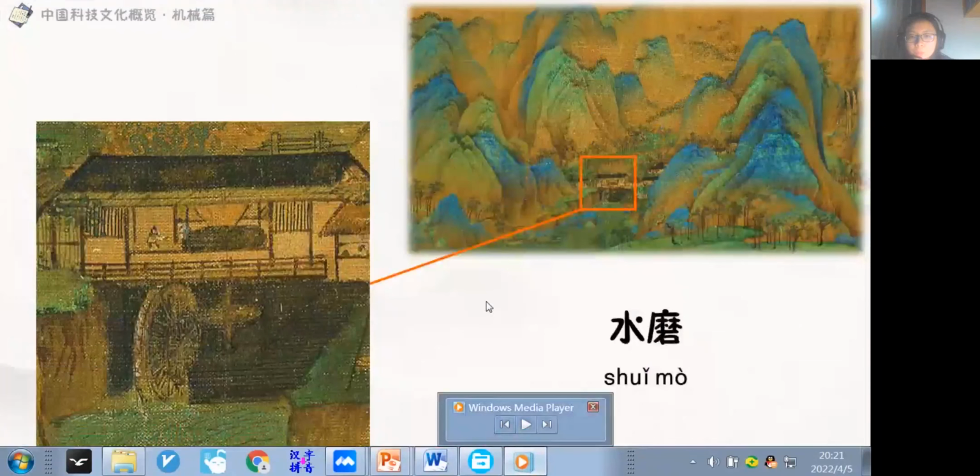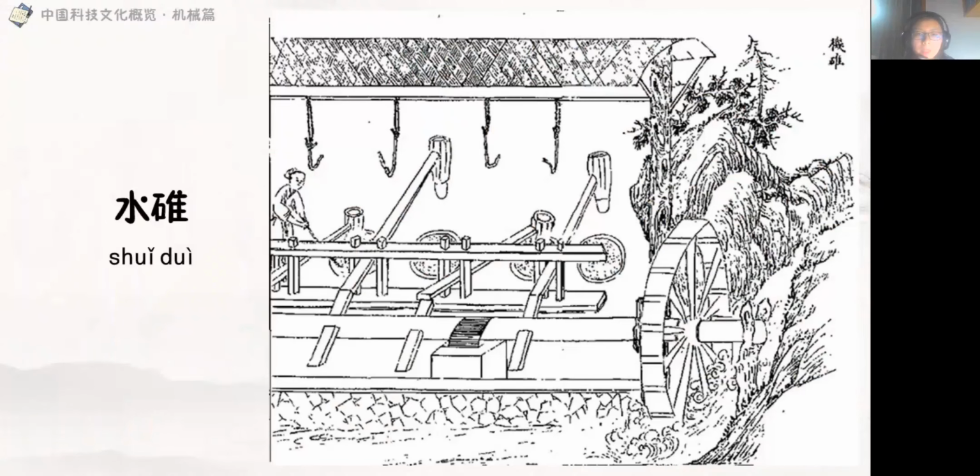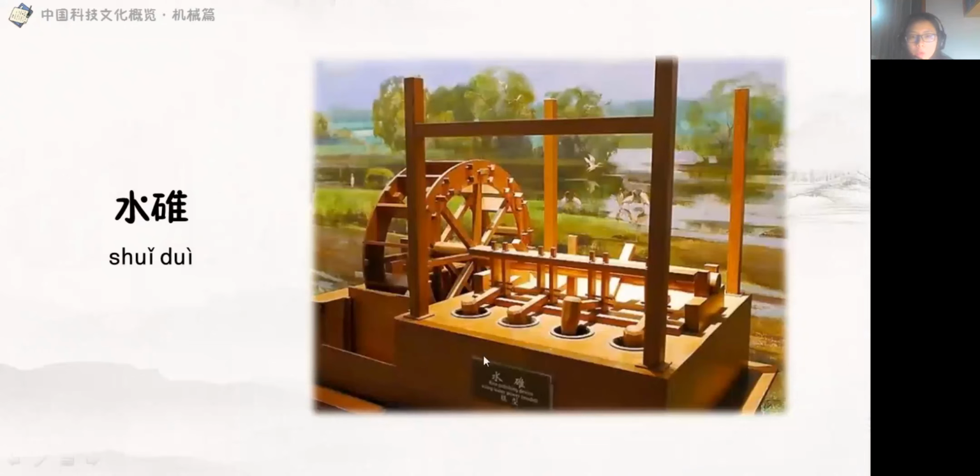我们也看一看水磨。Another thing is called 水对. The function is very similar to just now we mentioned the threshing part. We beat the rice and then make them separated. So 水对 is also driven by water power. This is a little model for 水对. And now let's watch a video for more details about 水对.